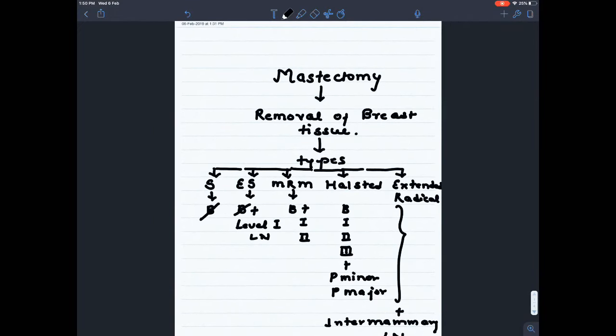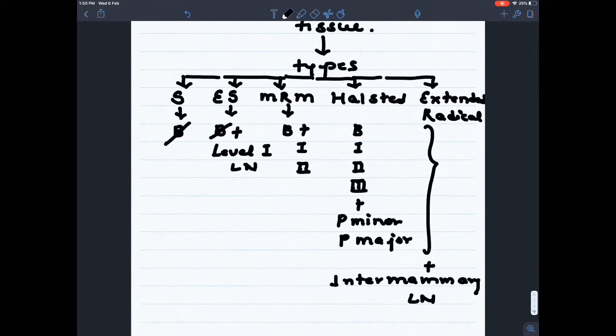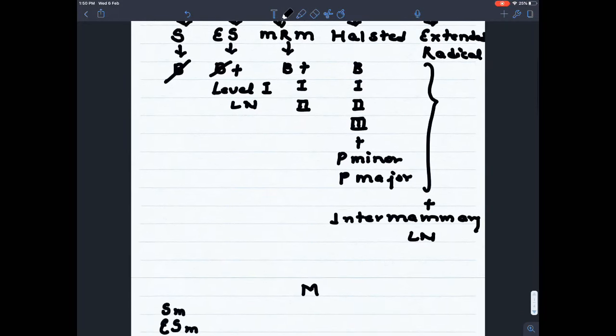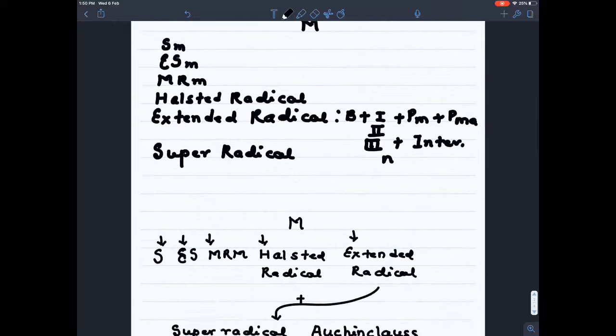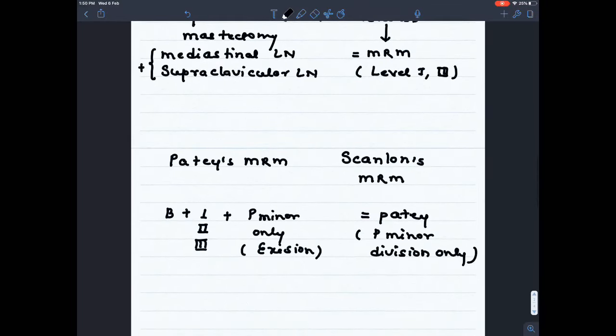So these are all types of mastectomy. You have to revise it and you need to know the difference between them. You can make the notes depending on the description provided.